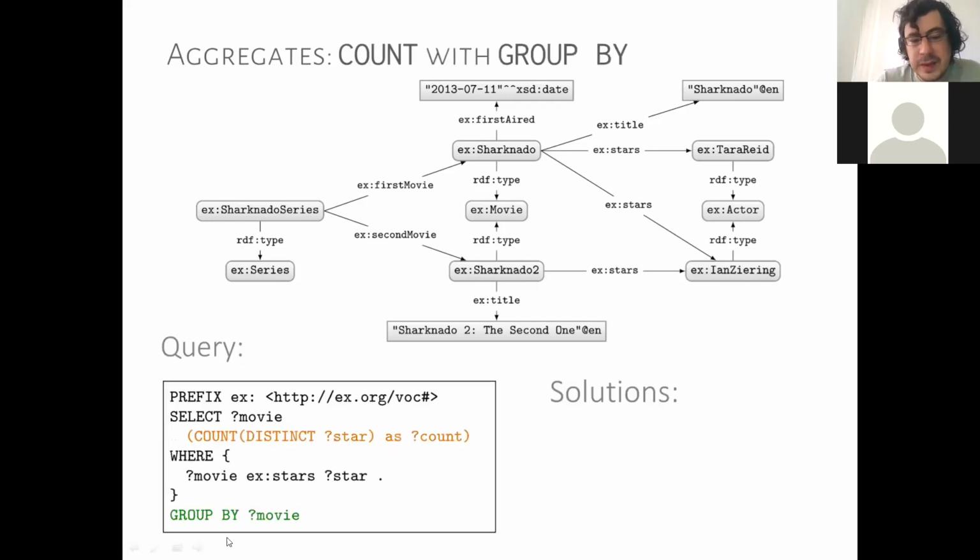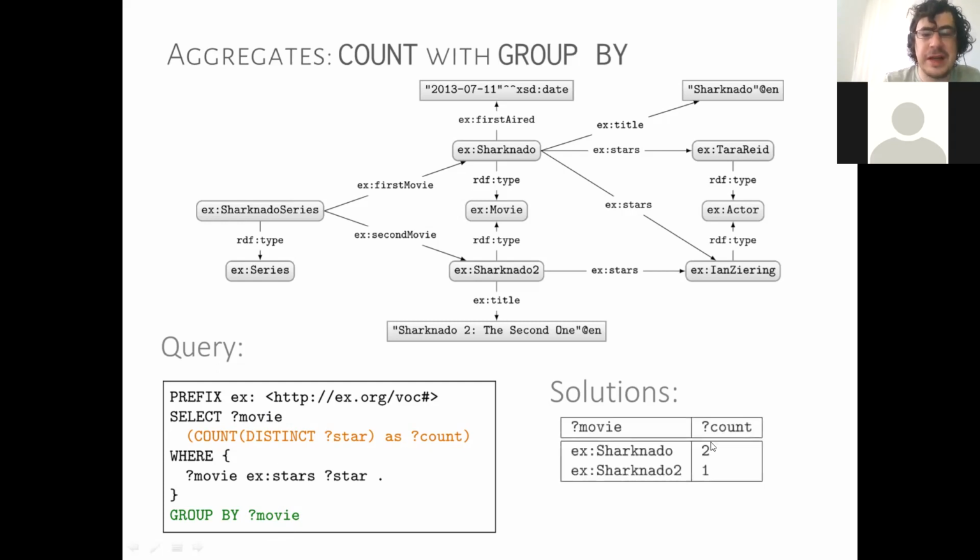So in this case, we can apply group by as we would in SQL. And then we can return the group by variables or any subset of the variables that we put in the group by. And we can then apply an aggregation over the other variables that are not grouped. So in this case, we're going to group by movie, and then we're going to select movie and count distinct star as count, which will return Sharknado 2 having a count of 1.